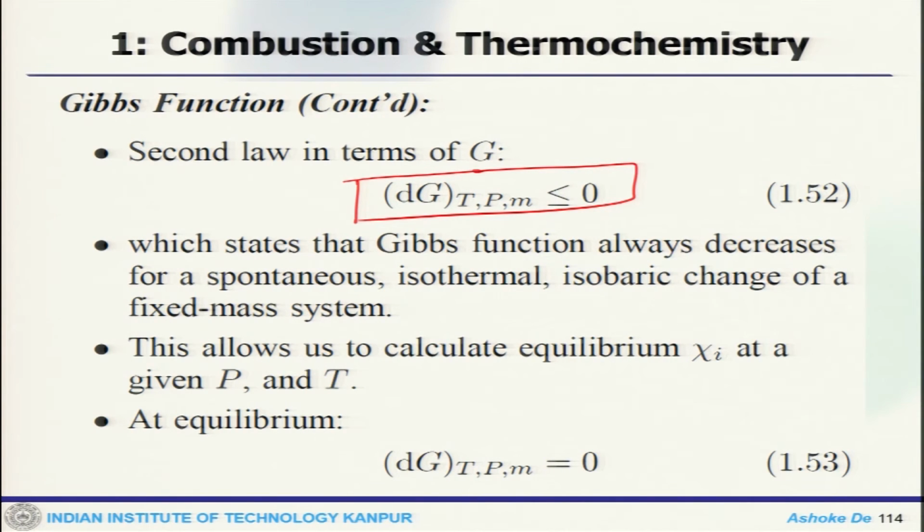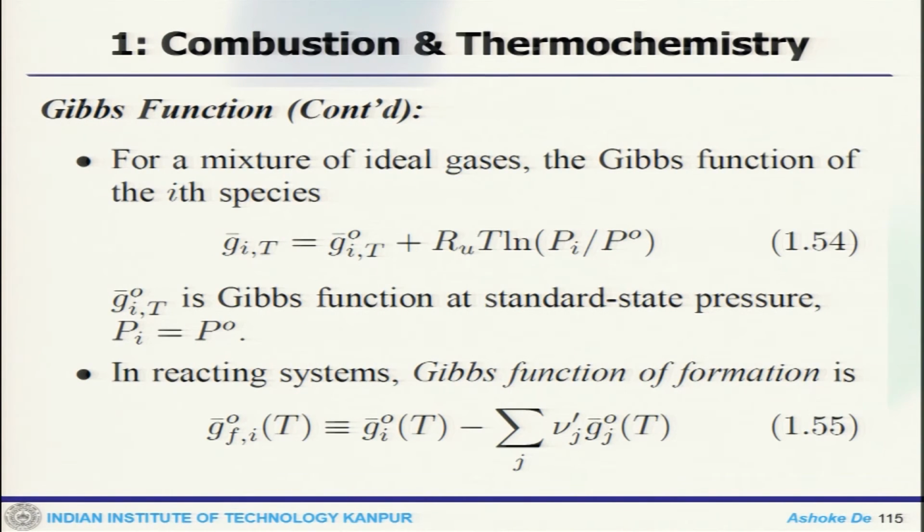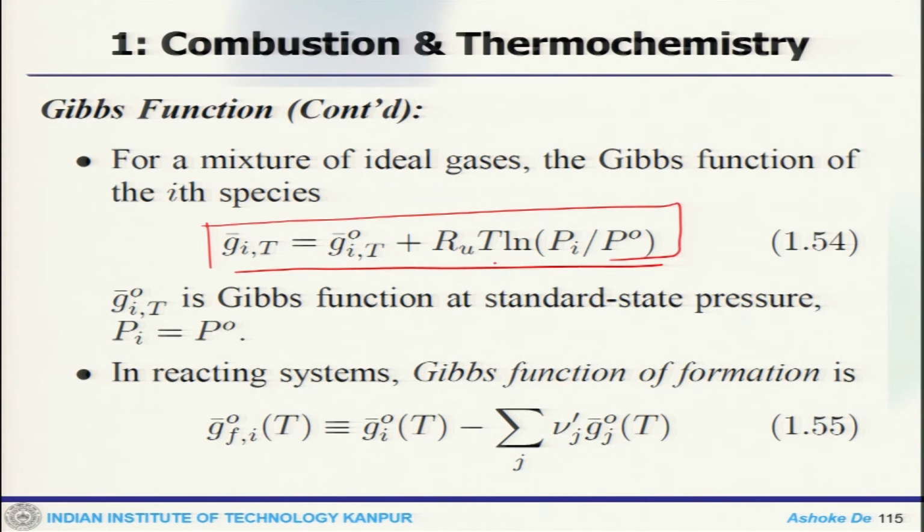So, this will allow us to calculate the mole fraction at a given pressure and temperature, and when it is at equilibrium, the change is 0. Once the change is 0, from the equilibrium one can find out the Gibbs function. Now, for a mixture of ideal gases, the Gibbs function of the i-th species can be given. Again, these are very basics of your thermodynamics, or rather basics of your combustion processes, and this would be very much required once we go along. So, this is the Gibbs function at standard state and pressure.